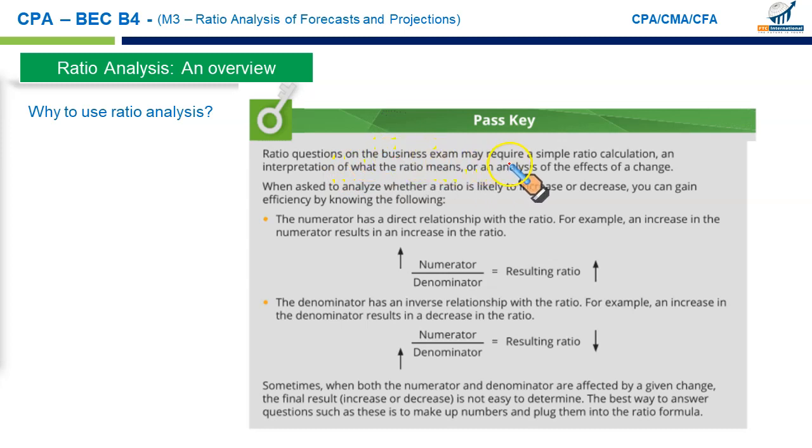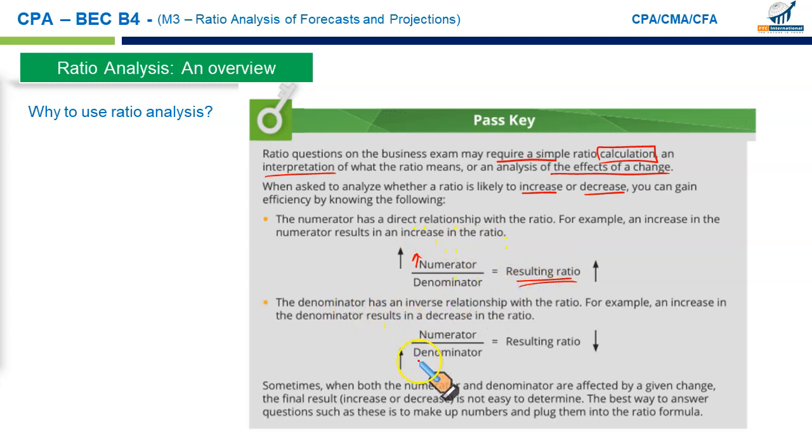Ratios on the exam may require you to do three things. First, just calculate, or interpretation might be required, what the ratio means, or an analysis of the effect of change. These are the three ways you might be tested on. So when asked to analyze whether a ratio is likely to increase or decrease, you need to know this. If the numerator of the ratio increases as a result of some transaction or some effect, this will cause the ratio to increase. A numerator has a direct relationship with the ratio. For example, an increase in the numerator results in an increase in the ratio.